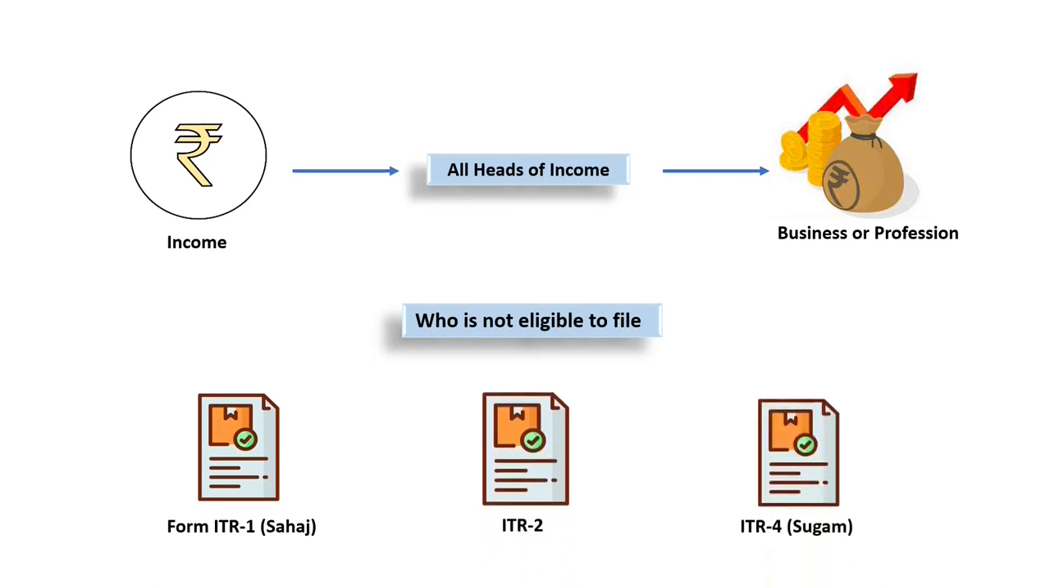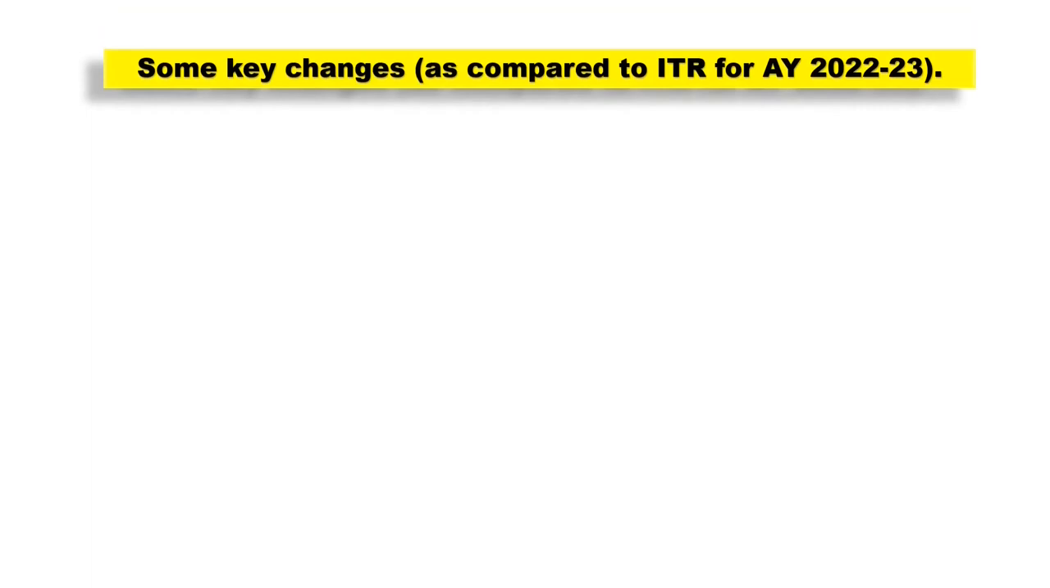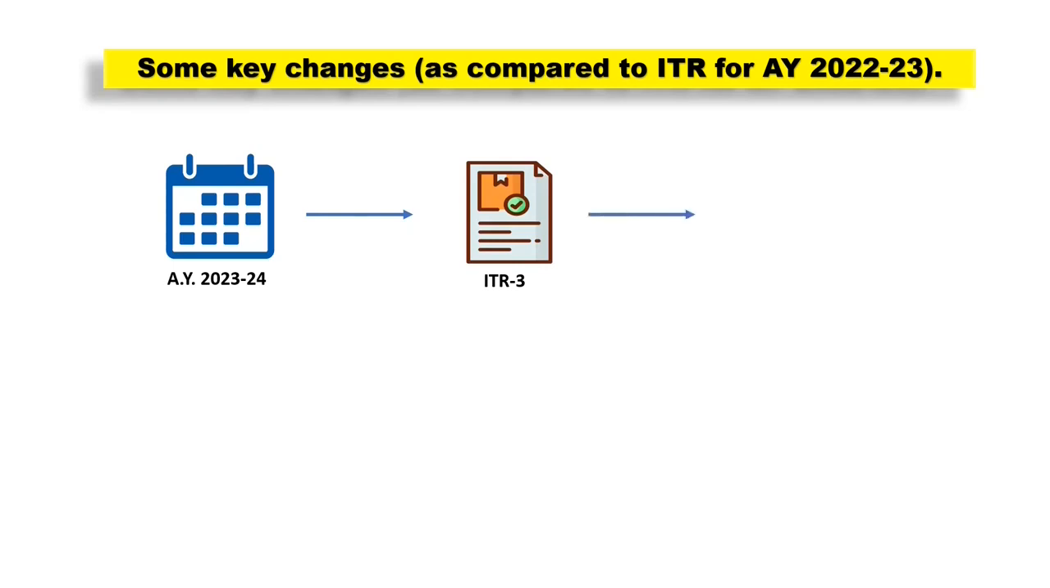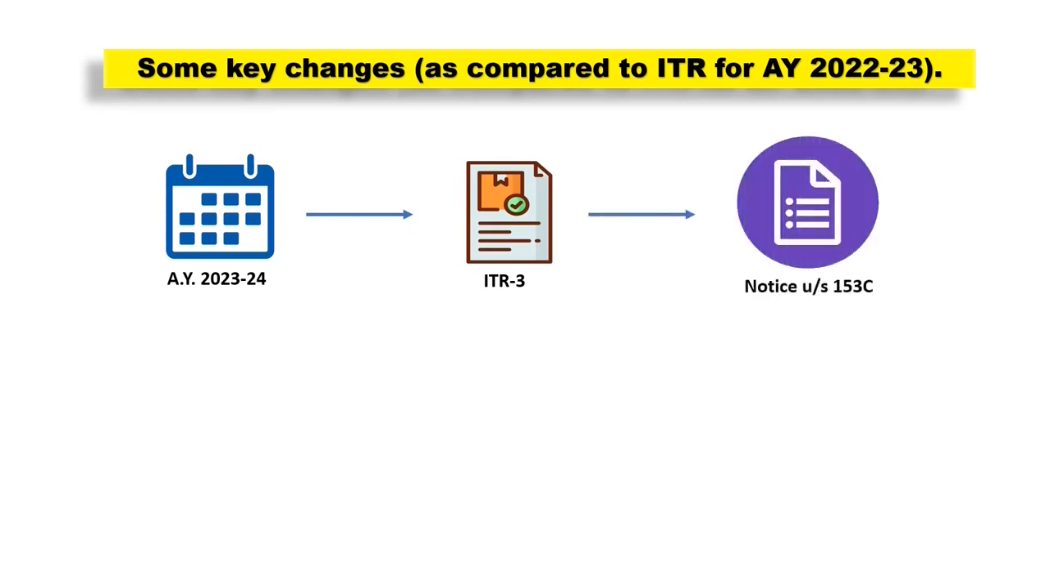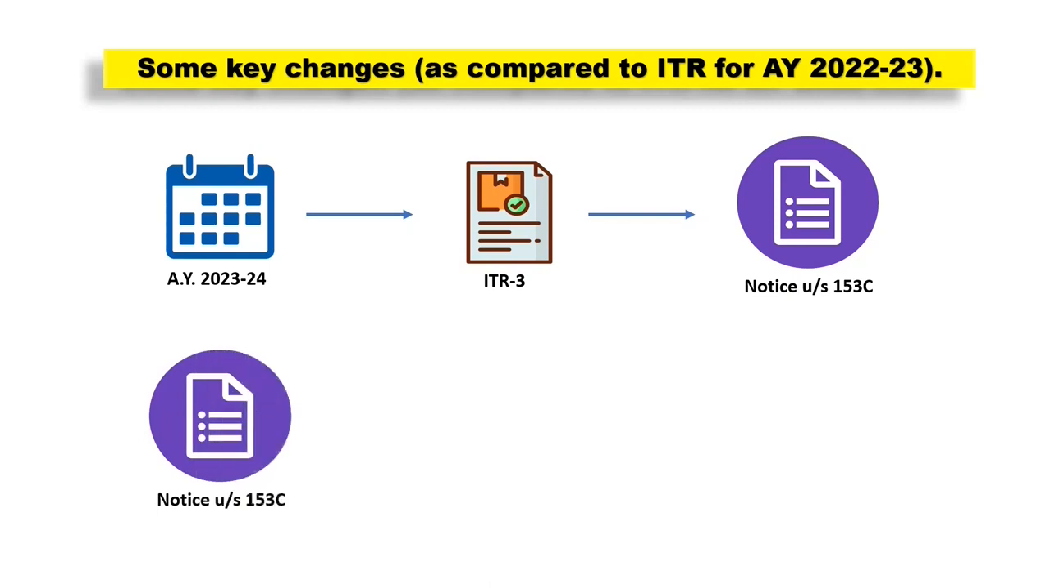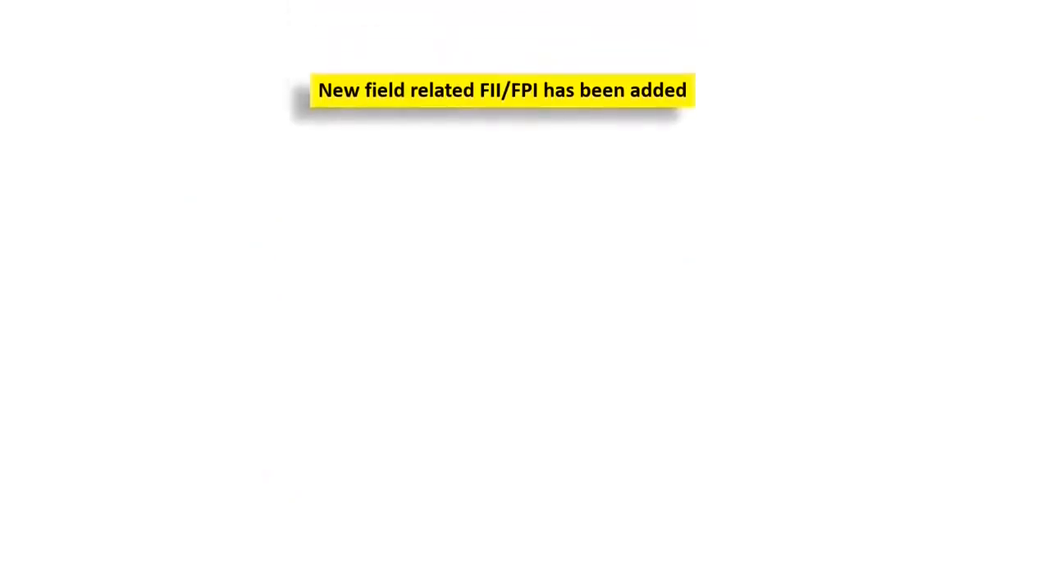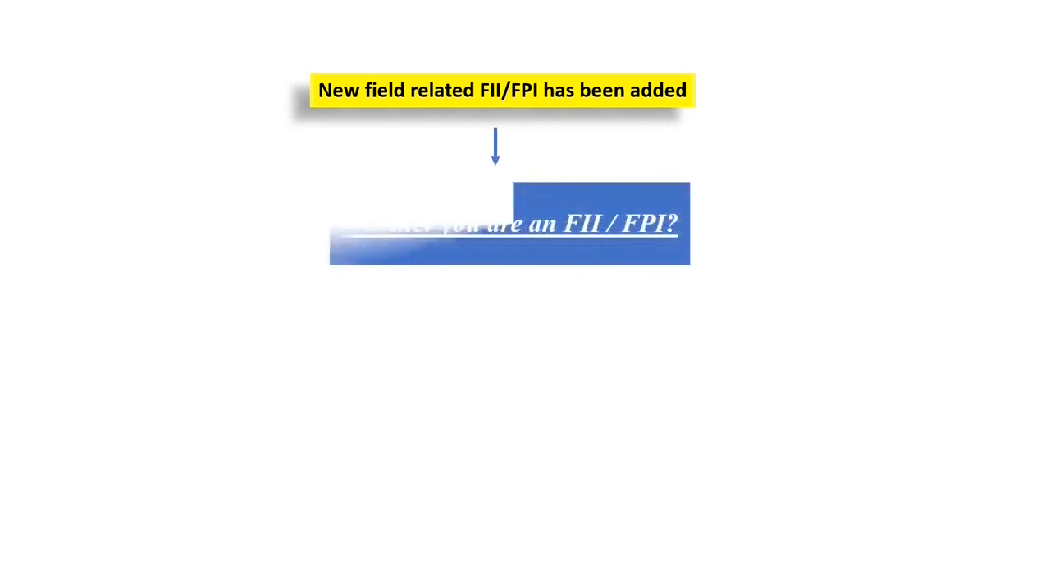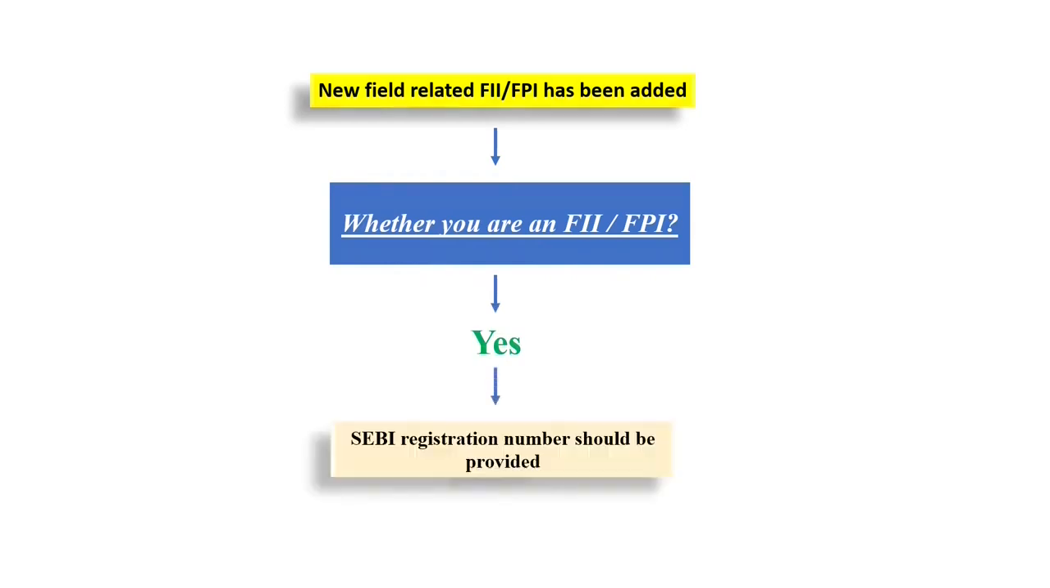Before moving to the frequently asked questions, let us see some of the key changes in ITR 3 as compared to assessment year 22-23. Please note that with effect from assessment year 23-24, ITR 3 return can be filed in response to notice under section 153C also. So section 153C has been added in Part A general information section to Form ITR 3. In the general information section, a new field related to FII FPI has also been added with a question whether you are an FII FPI. If you select yes as an answer, you are required to provide the SEBI registration number.